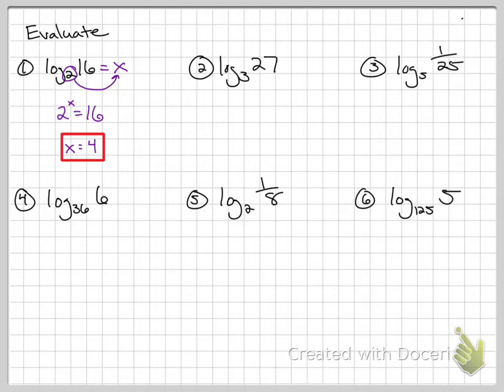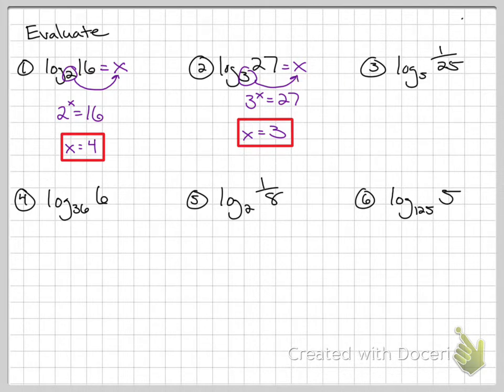So when you see number 2, what are people thinking to themselves? They're thinking 3 to what power equals 27? Well, 3 cubed is 27, so the answer is 3. You don't even need x equals, just 3 is good enough.